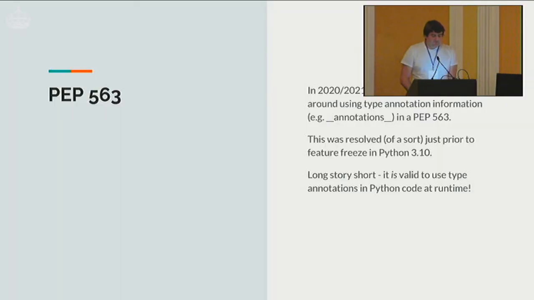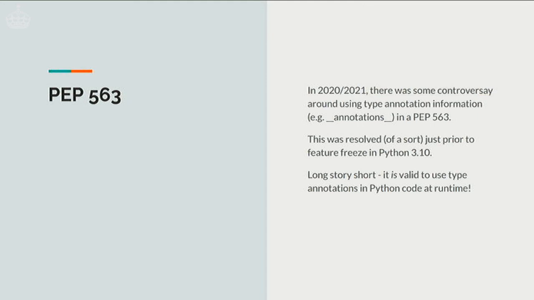Final caveat, you might have heard of this thing called PEP 563. Long story short, because I'm aware of the time, the basic answer is chill, don't worry about it. You can use type annotations in your code now at runtime, and it's cool.